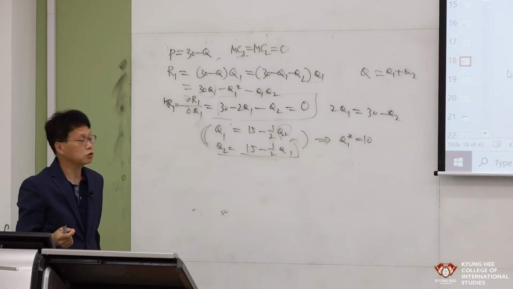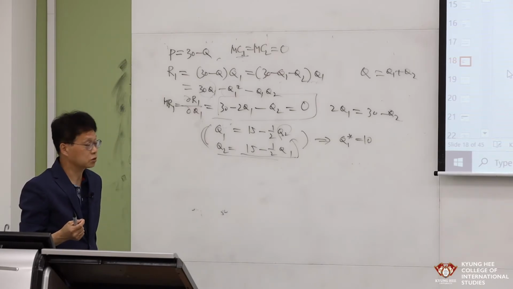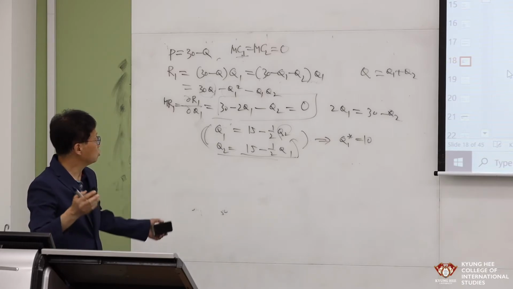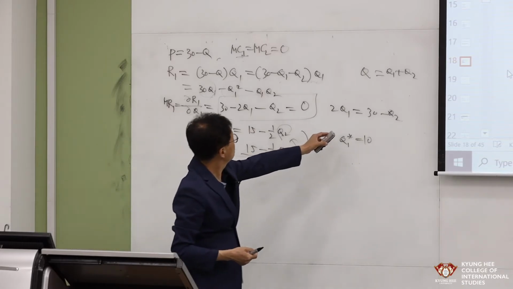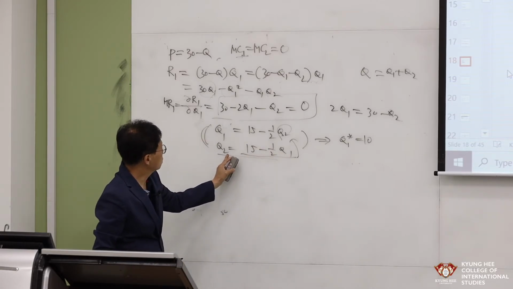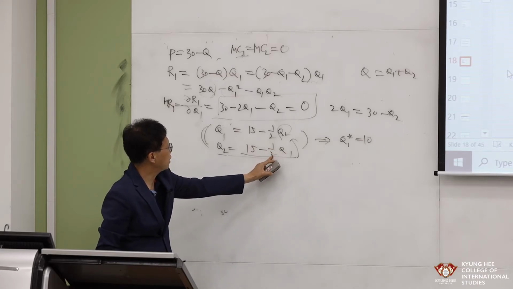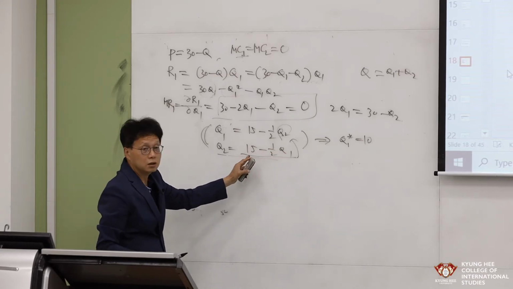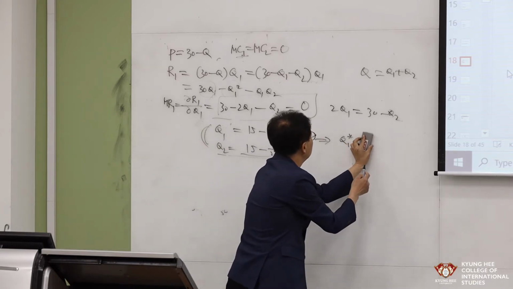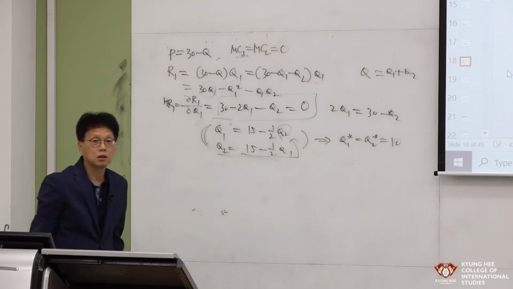Right? So the simultaneous equation solution means Q1 star is equal to 10. Firm 1 produces only 10 units in this Cournot solution. Right? Q1 is 10, then Q2 is also equal to 10, right? Half multiplied by 10 is 5. 15 minus 5 is 10. So Q1 star and Q2 star both equal 10. Right?